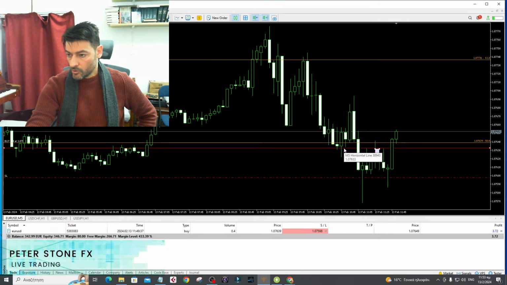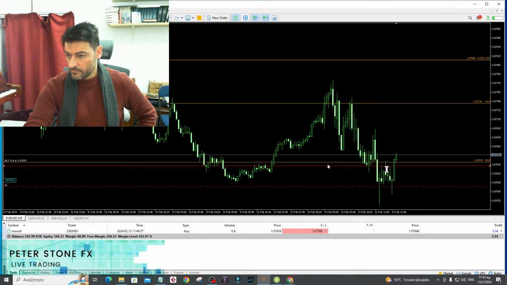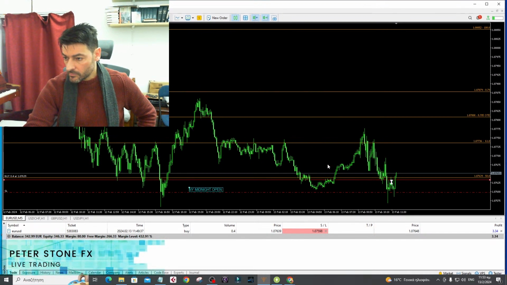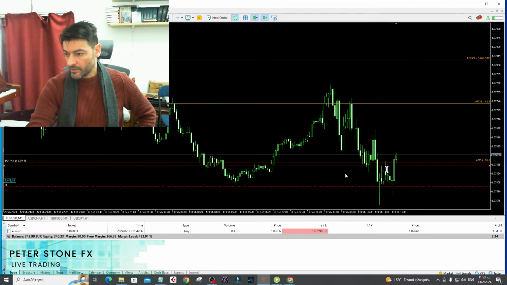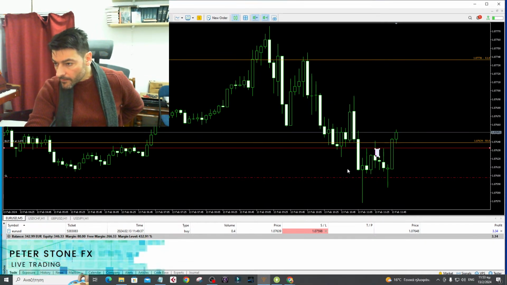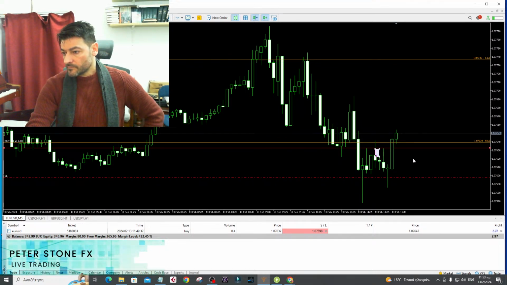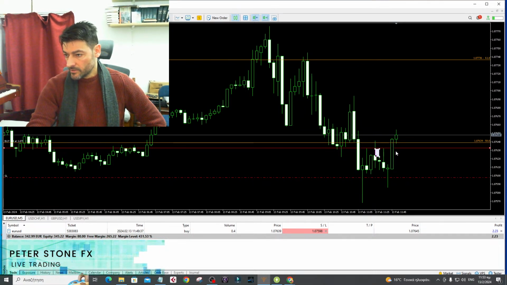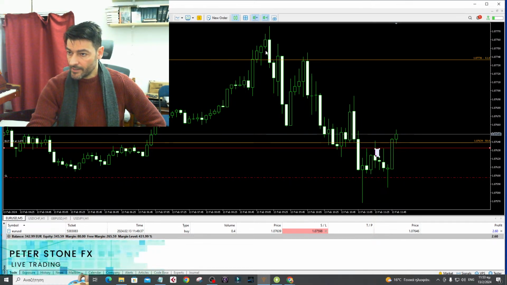We took the New York Open, we took sell side liquidity. We don't know how low it will go, but for now we have a wick and a swing low and a fair value gap here. So as soon as price touches this area again, I am buying again, going for this high.